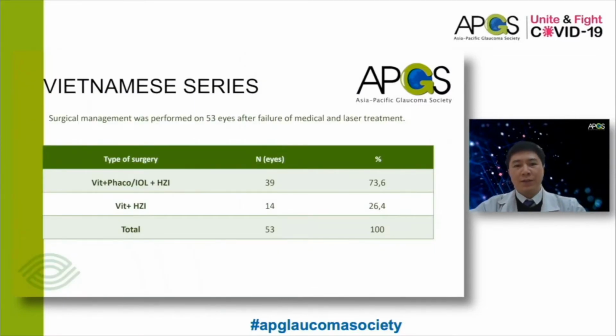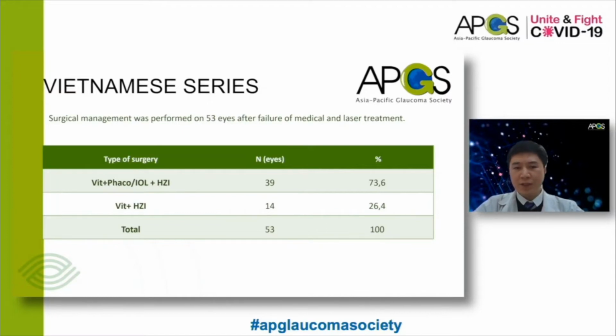Now for our series, let me show you some results on 53 eyes with malignant glaucoma that were indicated for vitrectomy to restore the anterior chamber and so control the IOP. All eyes had failed medical and laser treatment. In terms of surgery, for 39 eyes we did vitrectomy plus phaco and hyaloidozonulectomy, because these eyes got malignant glaucoma after trabeculectomy.